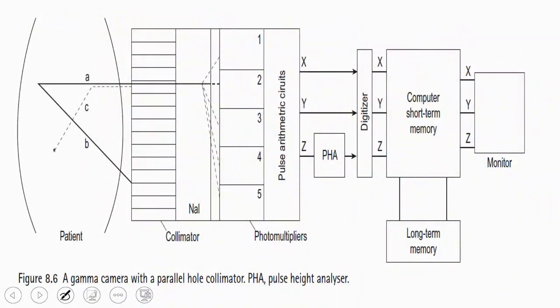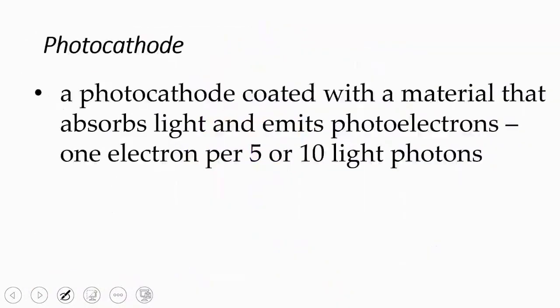Now after this, there is a count from the collimator that happened here. This resulted in photons reaching the photocathode. I currently have, for example, scintillation. This scintillation produced light photons, and these light photons reached the photocathode. I have several photomultiplier tubes here: 1, 2, 3, 4, 5 photomultiplier tubes. The photocathode receives the light photons and converts them into electrons.